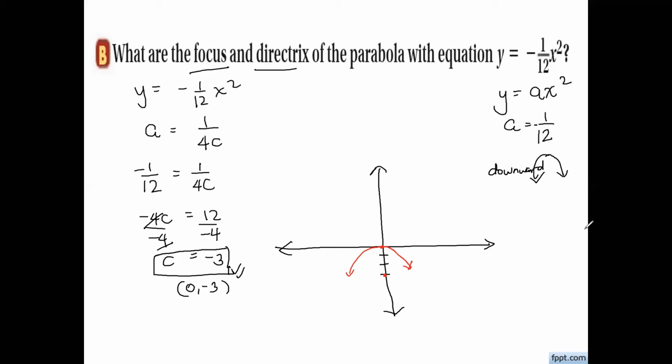Now, what is our directrix? Remember, when we want to find the directrix, it is the same distance from the vertex as the focus. So we will count 3 units from the origin going upward. Since we have 3 units downward to our focus, we will count also 3 units upward: 1, 2, 3. So our directrix, the line of the directrix, will be here.